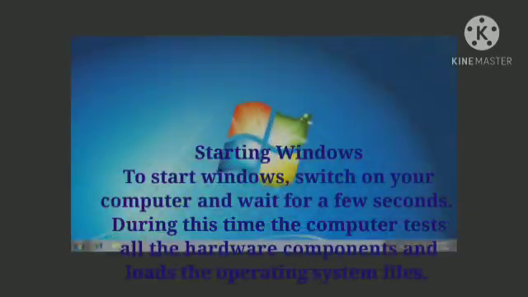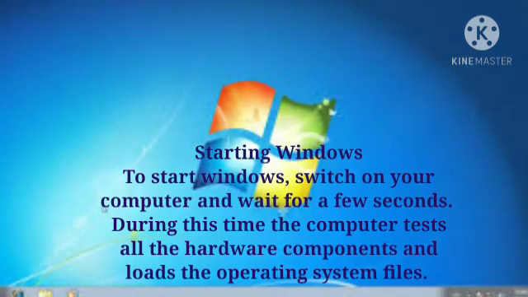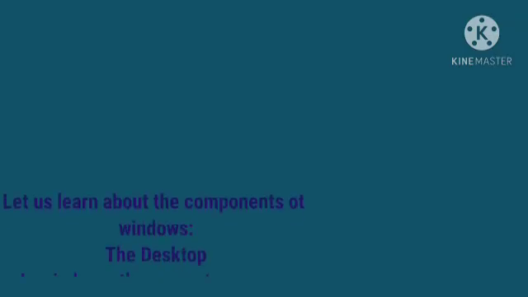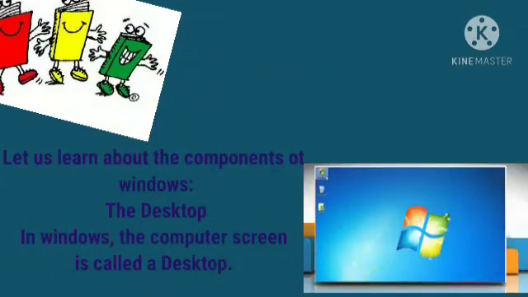Starting Windows. To start Windows, switch on your computer and wait for a few seconds. During this time, the computer tests all the hardware components and loads the operating system files. Finally, after loading the operating system and checking all the hardware components, it displays a screen which is called the desktop. Let us learn about the components of Windows.